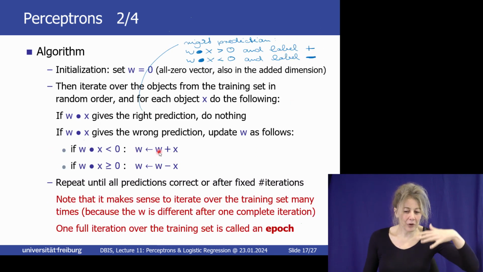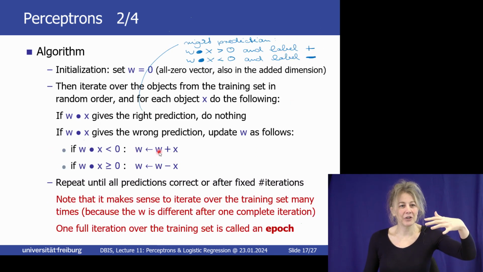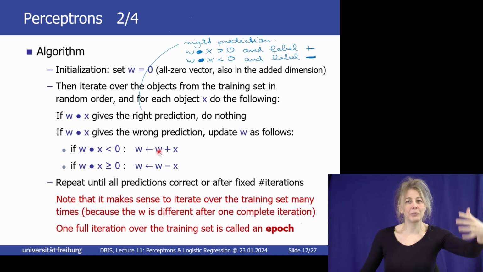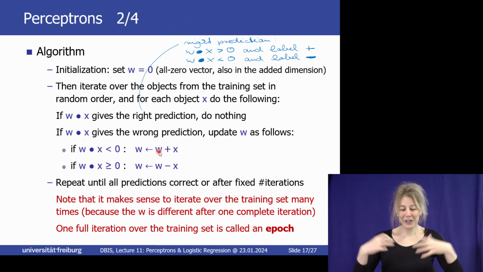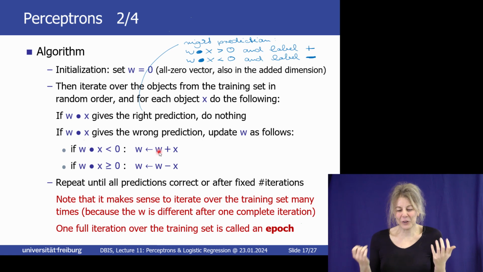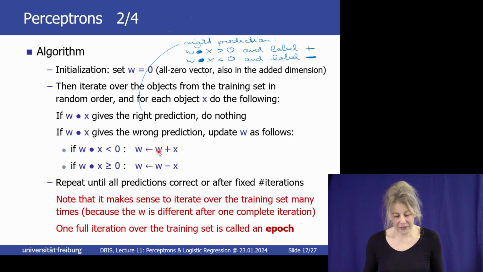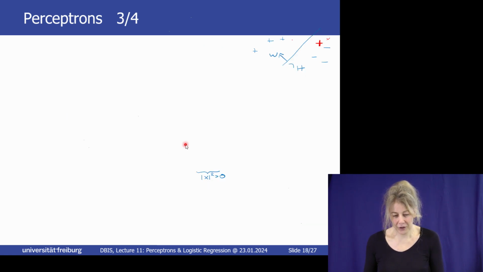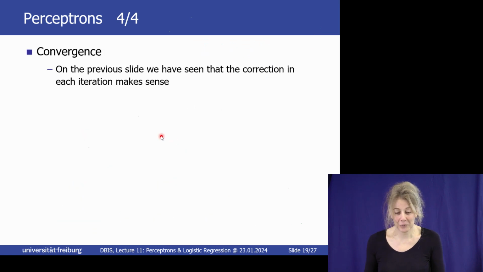That's why I'm going point by point, making corrections. Okay, now it works better for this point, but maybe I destroyed everything I've done before. It's not at all clear why these things converge. And for the perceptron, it's so old, people had a lot of time to think about it.